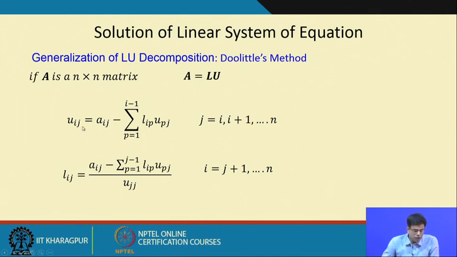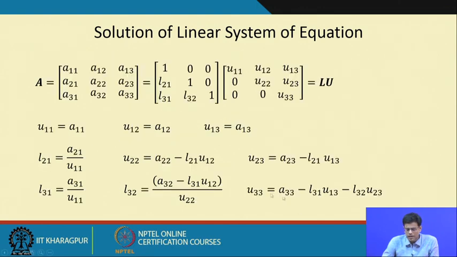Once you code it, you will see that it is sequential, as I was talking about. You just cannot directly find U33 in a first step, because to find U33 you need to know L31 and L32. And to find L31 and L32 you need to finally know U11, U12 and U22. So, all those things you need.